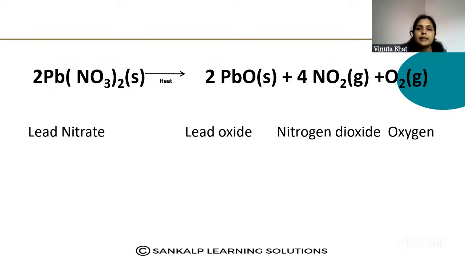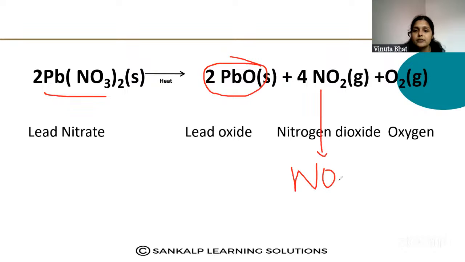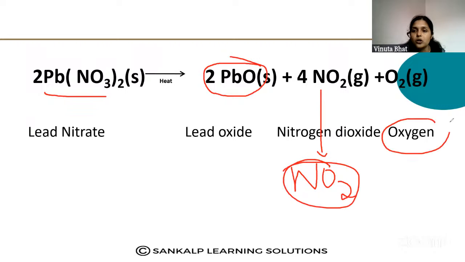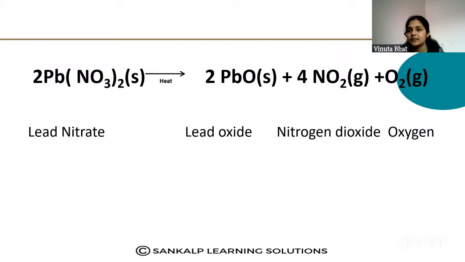Here, lead nitrate, when it is heated, releases the lead oxide and the nitrogen dioxide. NO2 gas is released here, nitrogen dioxide, and the oxygen, O2. Oxygen also releases. So this is the balanced chemical equation for when the lead nitrate is heated.